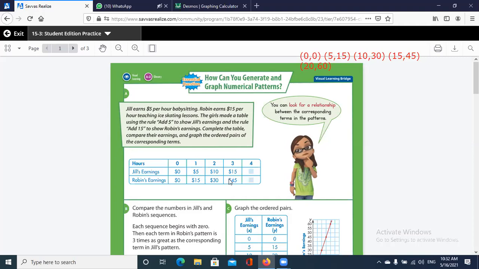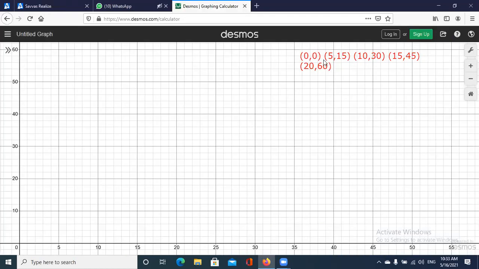And for Robin, each time we are adding what? 15. So 45 plus 15, 60. So the numbers will be 20 and 60. Okay? So let's go back here. And now we have these ordered pairs. Now we want to graph these ordered pairs.